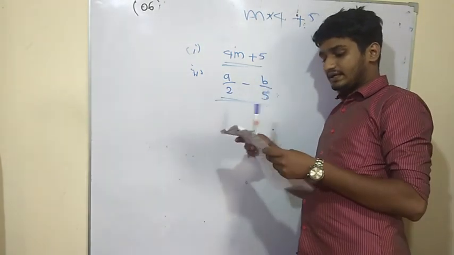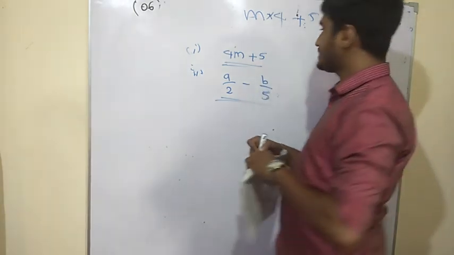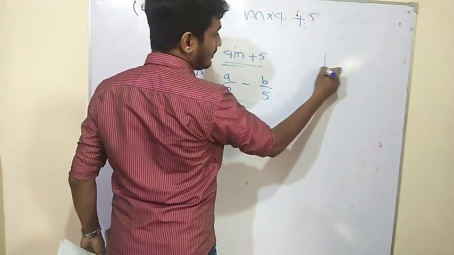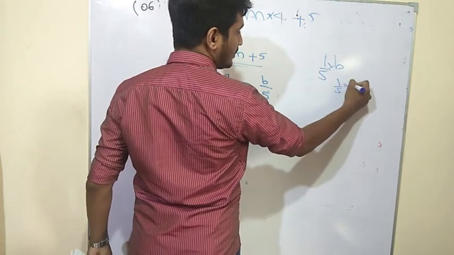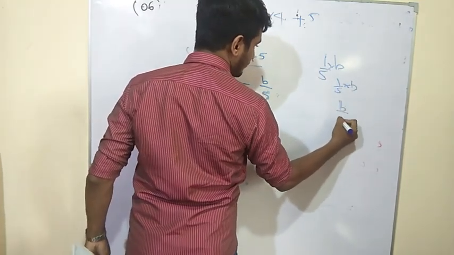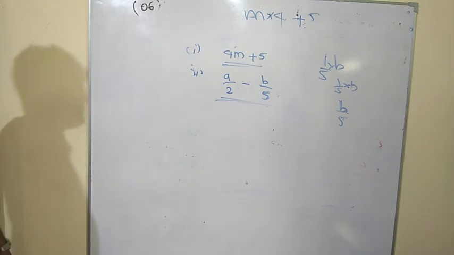Now they have told us clearly to subtract 1/5 of the value represented by b. Just think, 1/5 of the value represented by b means 1 over 5 into b, which is b over 5. The answer is b over 5.